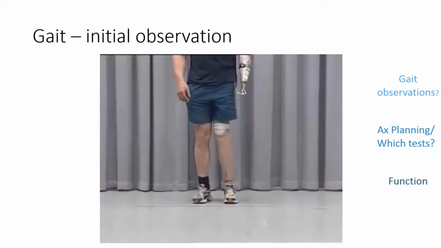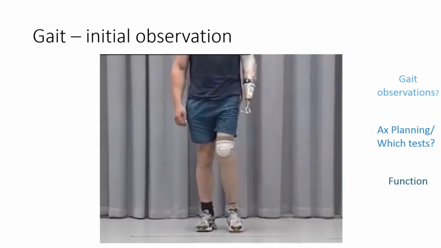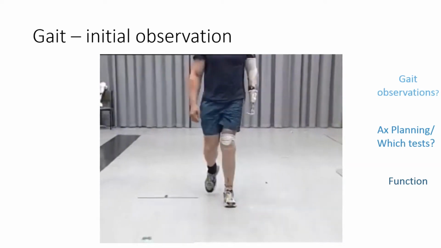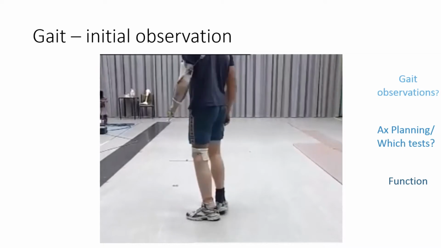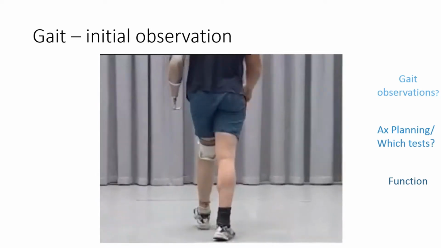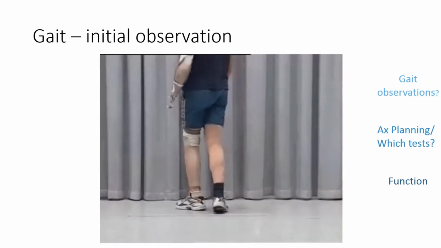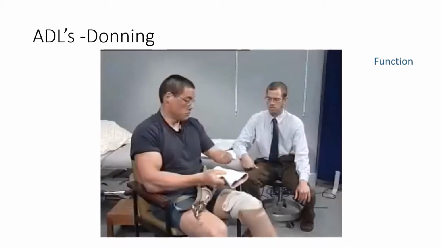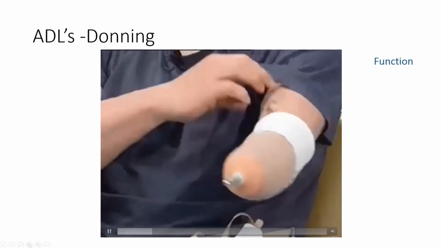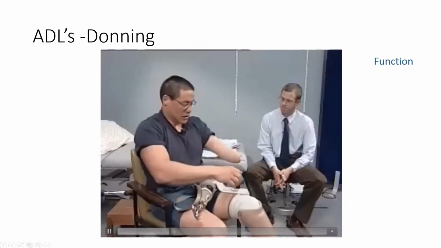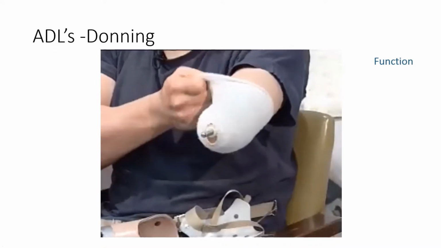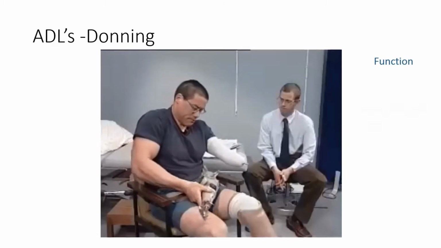However, in the big picture, what we're looking at is the person as a whole. So overall, how is this gentleman functioning in his day-to-day activities? Being an upper and lower limb amputee raises the question of how does he manage during the day? In this next video, we can see him donning his prosthesis, his upper limb prosthesis.